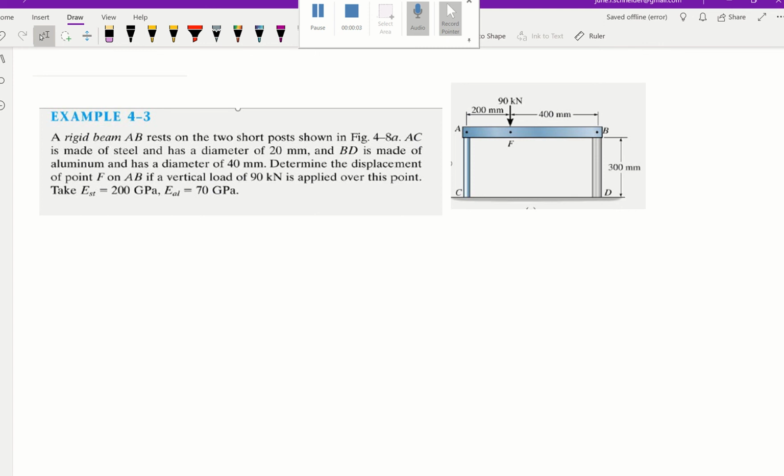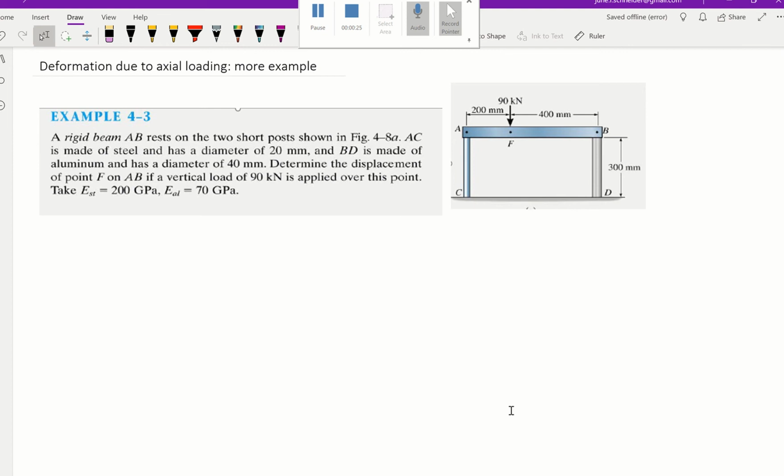In this video we'll be looking at another example of deformation due to axial loading. This is a unique example, so I'm going to actually write it down. Deformation due to axial loading, and this is one more example.